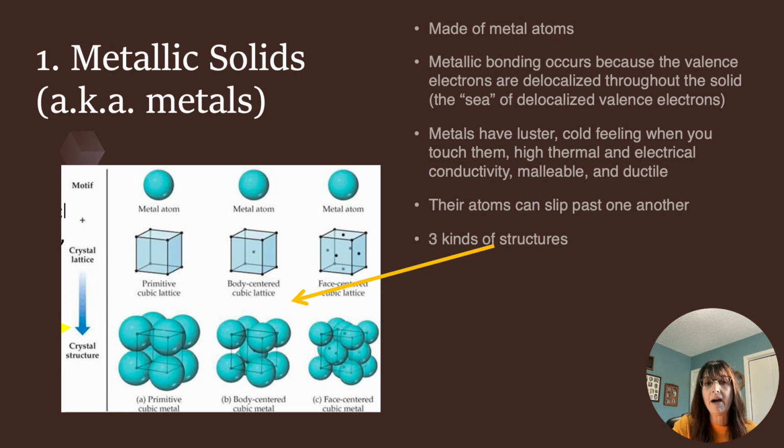We're going to talk about 4 different solids. And the first one is going to be metallic solids or metals. Obviously, they're made of metal atoms. The metallic bonding occurs because the valence electrons are delocalized. That means they're not centered just around one nucleus. They can move freely from nuclei to nuclei to nuclei in this sea of electrons.